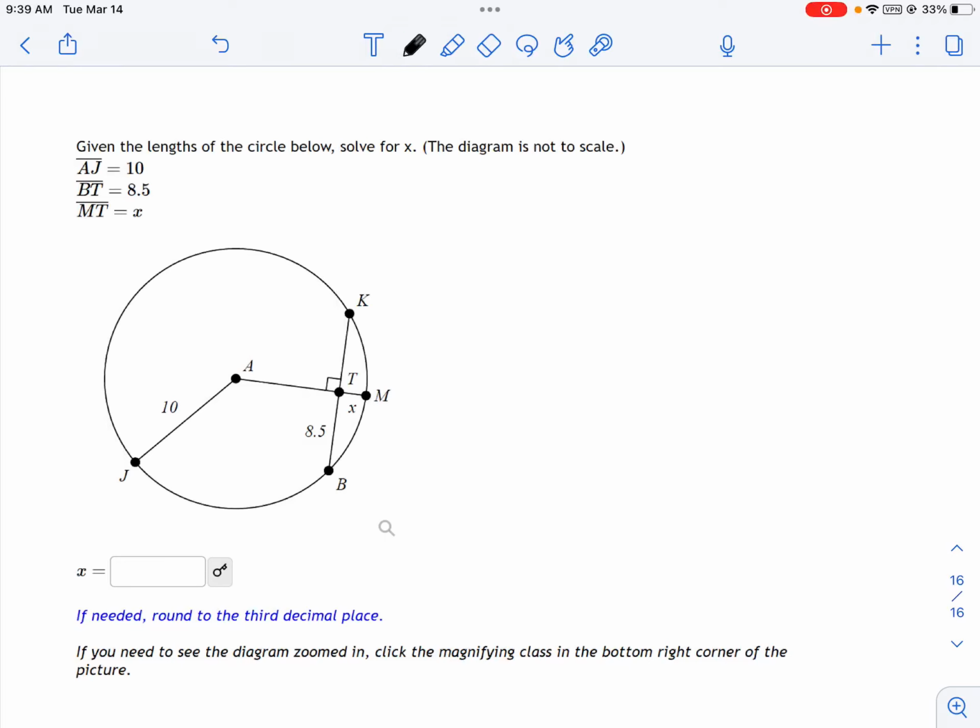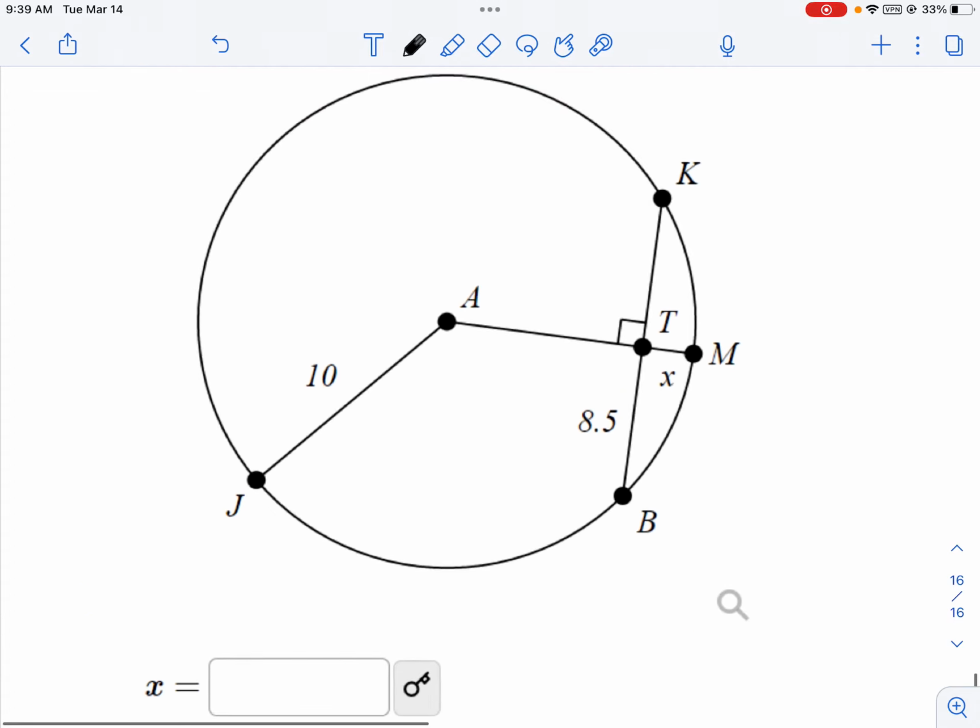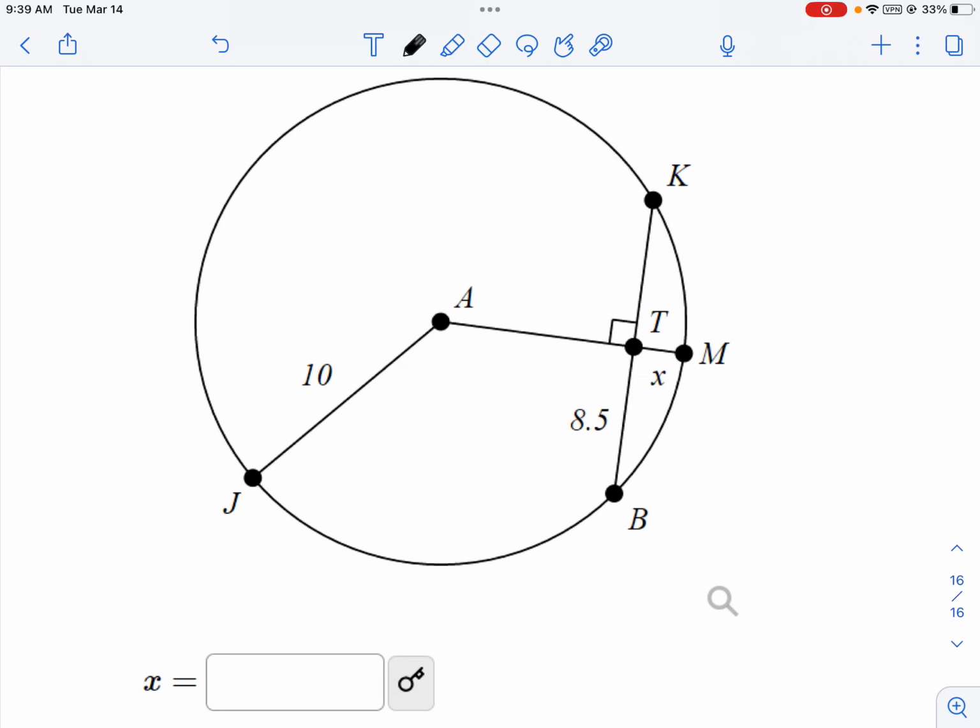Hello and welcome. So, we have ourselves a circle here, and we're given certain lengths inside the circle, and we're told to solve for x. So let's figure out how what we have relates to each other first, and we'll go from there.